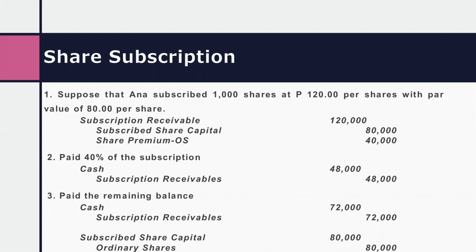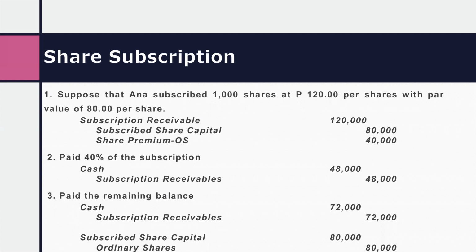Number 3, now pay the remaining balance. So the subscriber has fully paid his balance. So we debit cash and credit subscriptions receivable for 72,000, for the remainder: 120 minus 48 equals 72,000. Now, since our subscription receivable is fully paid, you can now issue shares. You can give the share certificate to your subscriber because the subscription is fully paid.